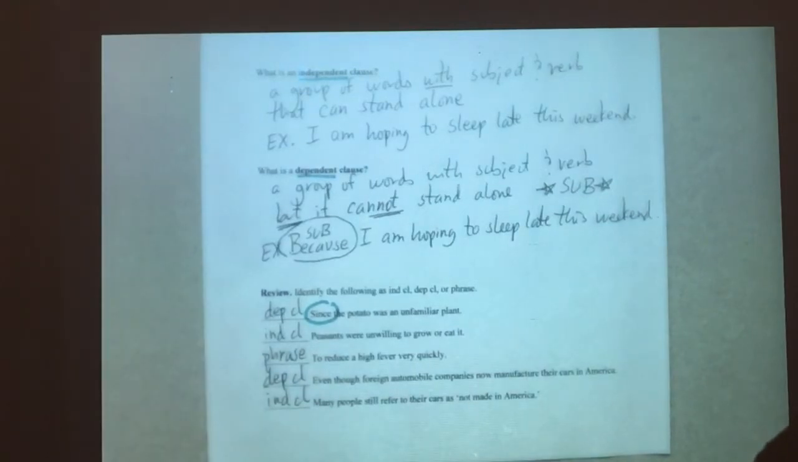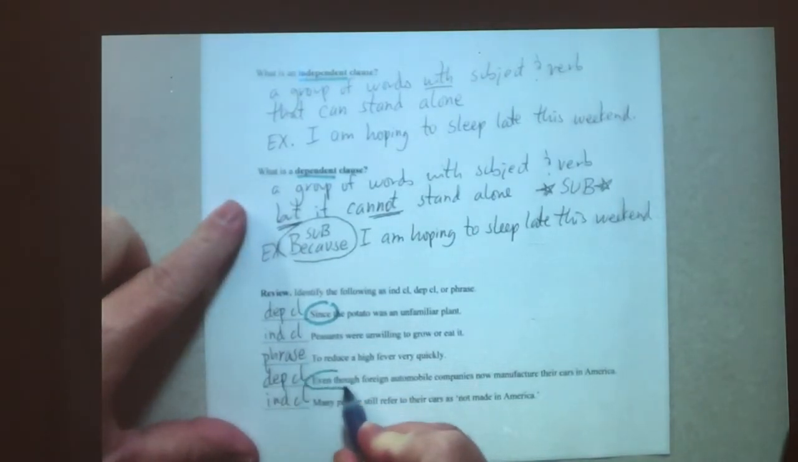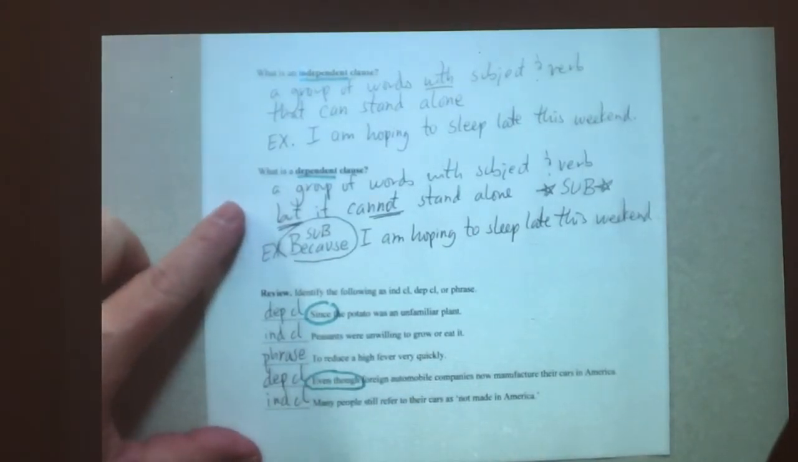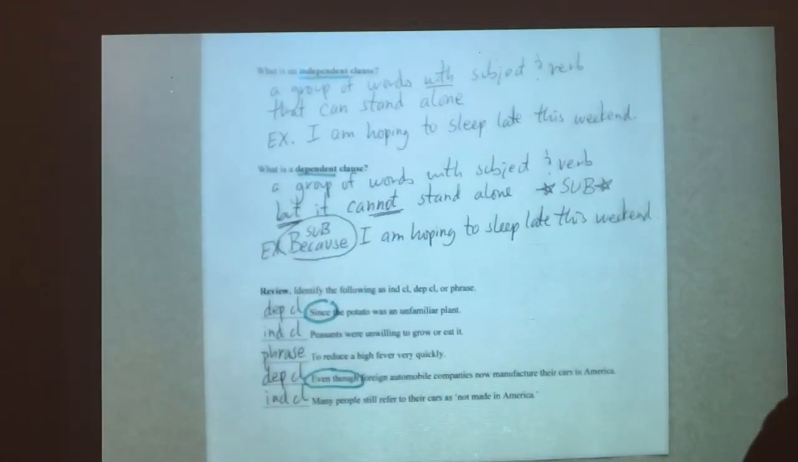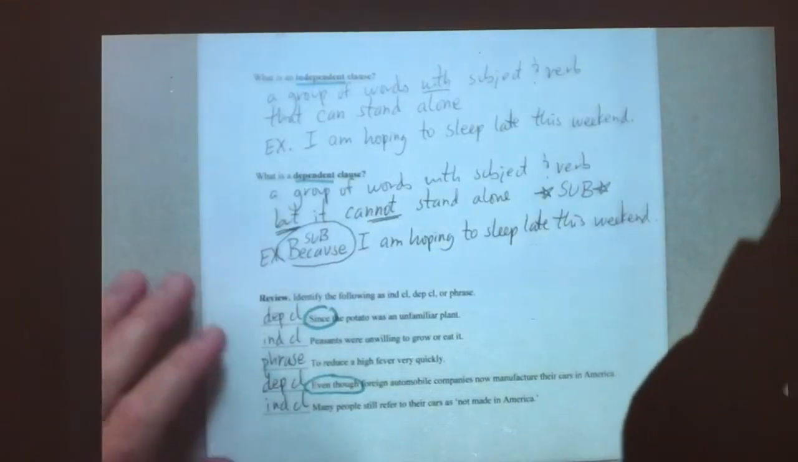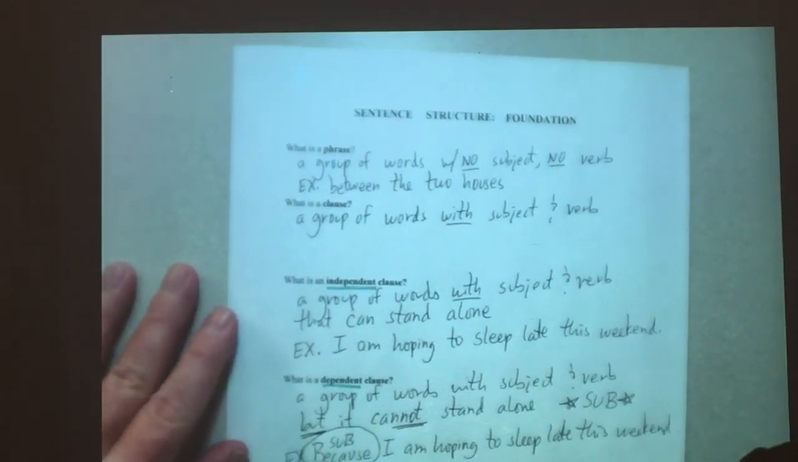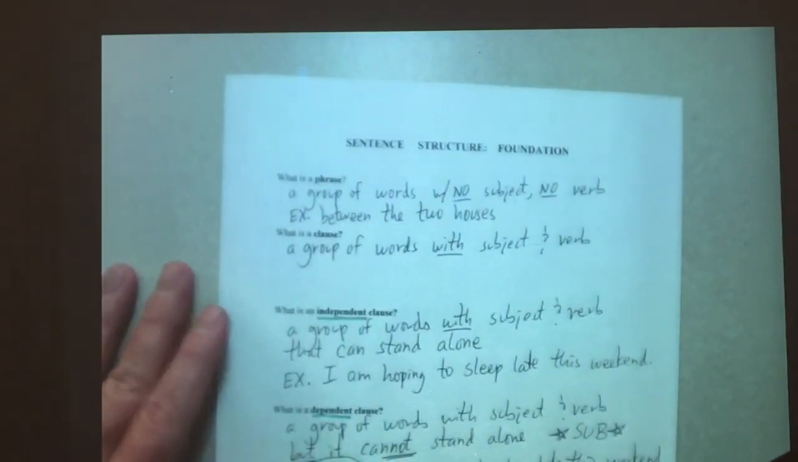The next one, to reduce a high fever quickly. There's no subject, no verb, that's just a phrase. Now, what am I going to circle here at the beginning? Yep, you got it. That's a sub. Right? I have a sub here, dependent clause, and then the last one, many people still refer to their cars as not made in America. Subject, verb, complete thought, independent clause. So now, what we can do next, now that we have the foundation laid for sentences, is we can dive in and take a look at the sentence structure errors next.